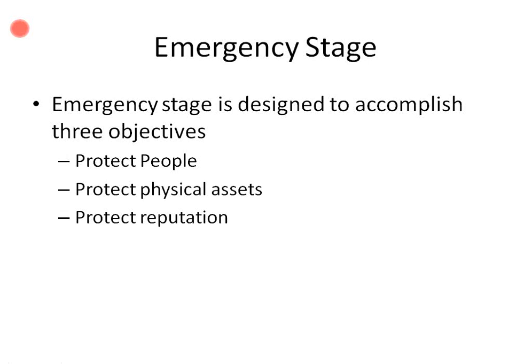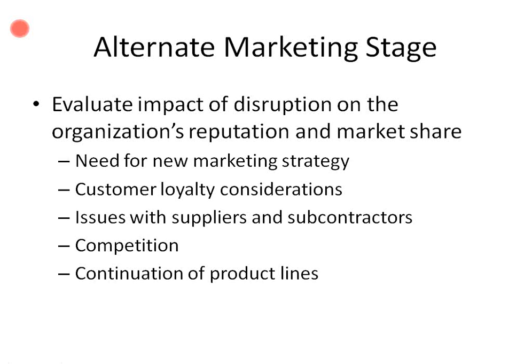So the emergency stage, fairly simple, has 3 objectives: protect people, protect physical assets, and protect the reputation. Those are the 3 primary objectives when we're in the emergency stage. Obviously, primarily the people, we need to do that. Physical assets, buildings, those types of things. The reputation, again, aligns a little bit with communication. Some of these things are occurring at the same time, so it's not 4 distinct stages, as you'll see.